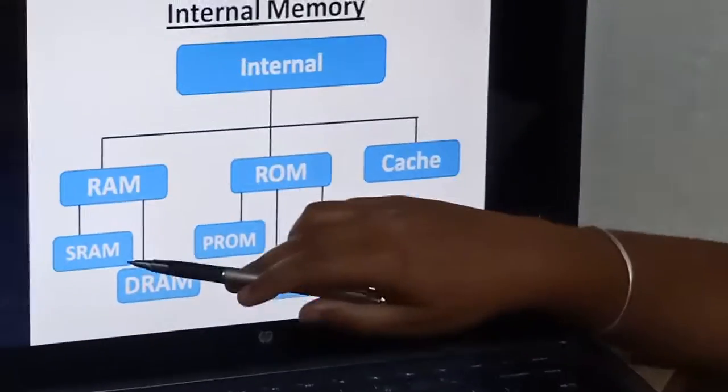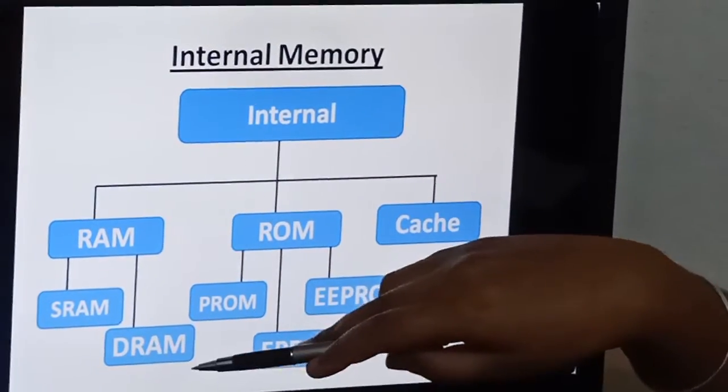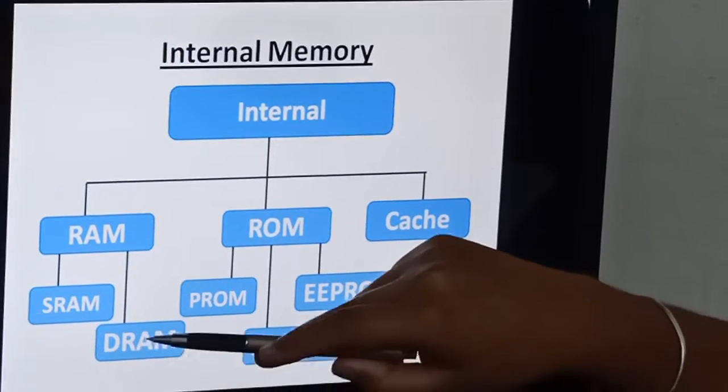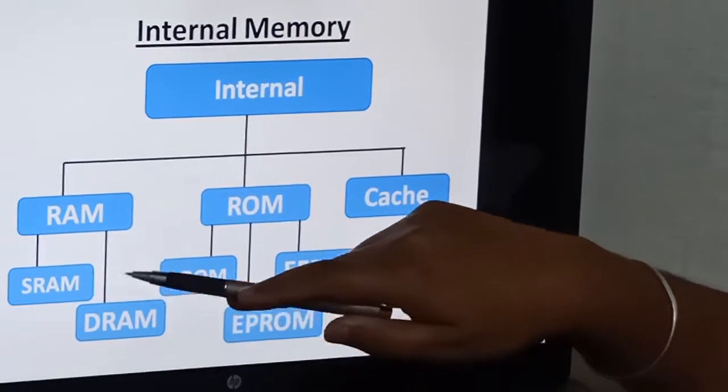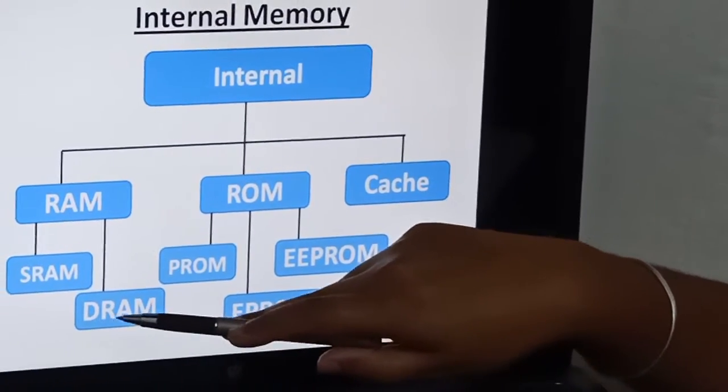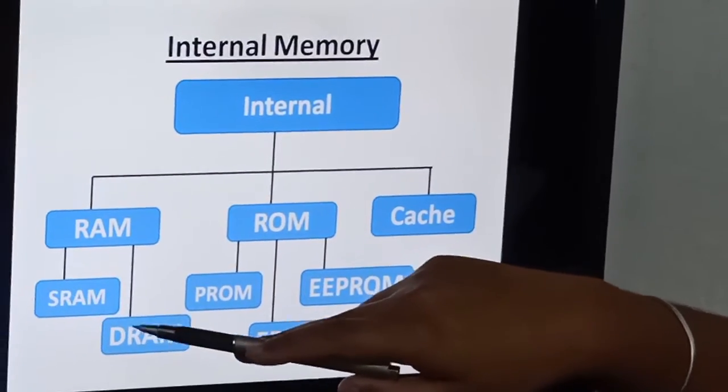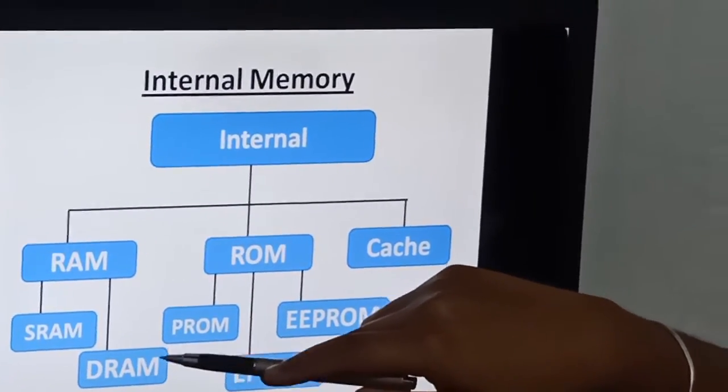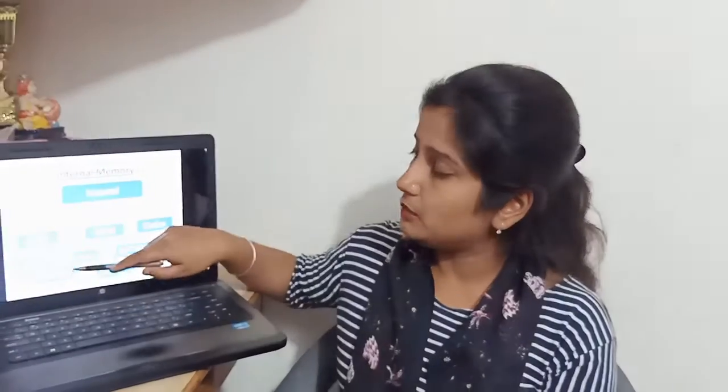So RAM is again of two types, SRAM and DRAM. Static RAM and dynamic RAM. Static random access memory and DRAM stands for dynamic random access memory. Actually, static RAM is more expensive than dynamic RAM because dynamic RAM needs to be refreshed again and again. And RAM itself is a temporary memory, a volatile memory, you can say. RAM is the memory which only contains the data till the power is on. As soon as the power goes off, your data will be lost.